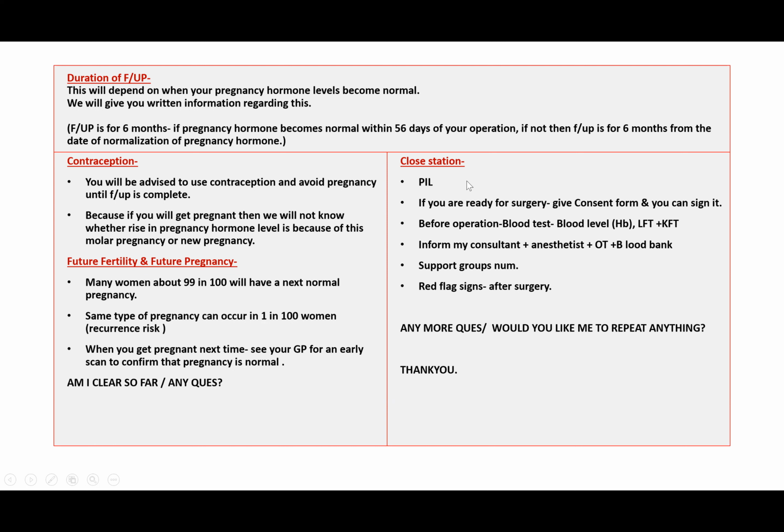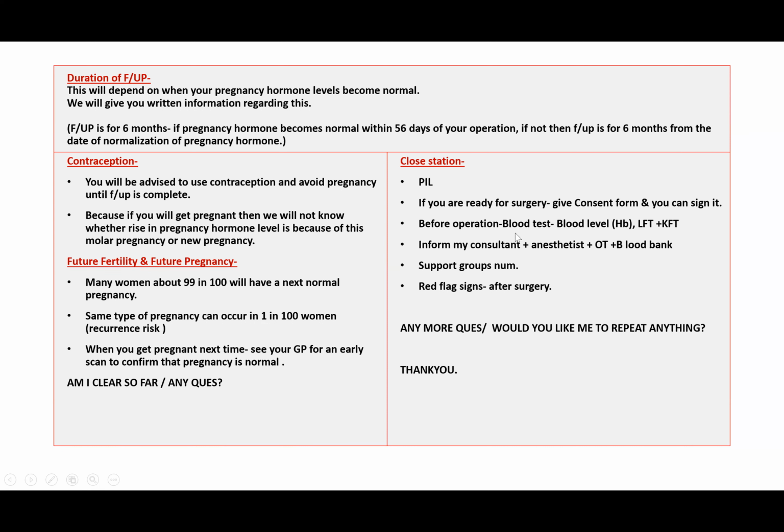No. Okay, so you can just ask her, are you ready for the surgery? Yes, I'm ready for the surgery. So if you're ready for the surgery, I will also be giving you the consent form. You can sign it, and we'll give you the information leaflet about your condition.